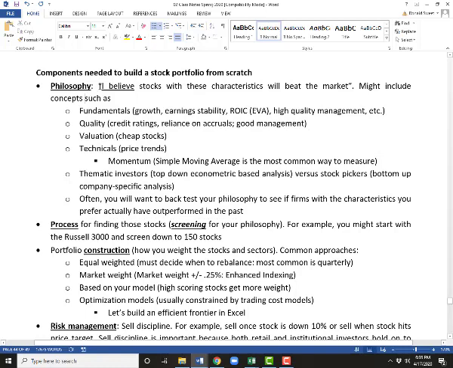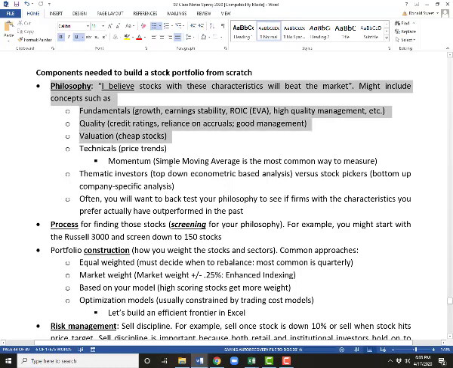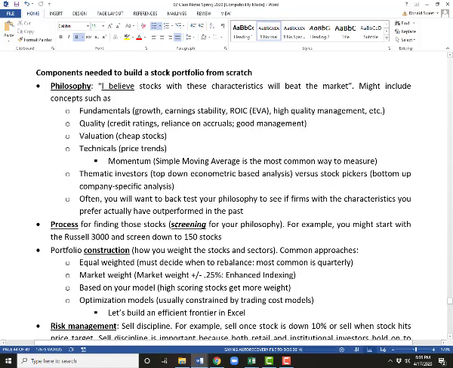Once you have a philosophy, say, this is what I believe. These are the type of stocks I think will beat the market if I buy them, and this is how I identify them, this is how I define them. Then you need a process. So how do you actually get the stocks that meet your criteria? That's called screening.